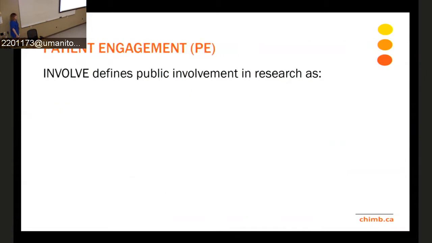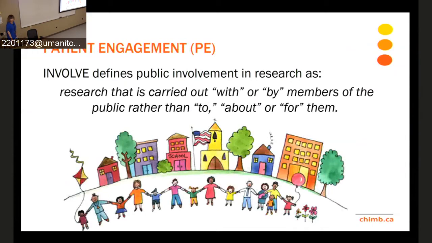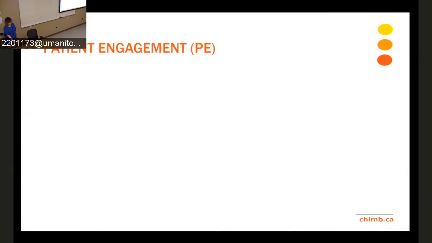Now, INVOLVE has been around in the UK since 1997, and they define it as public involvement in research. It's research that is carried out with or by members of the public rather than to, about, or for them. So that's a little bit more of a clear definition.